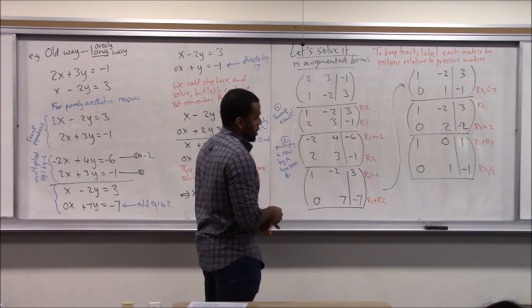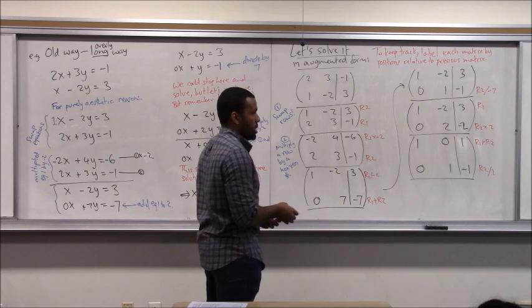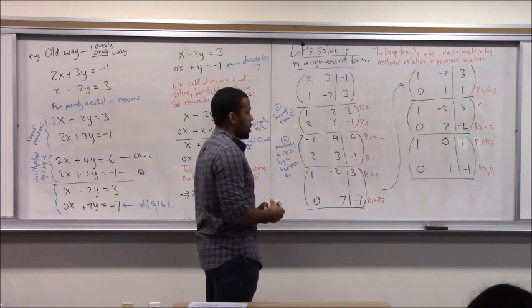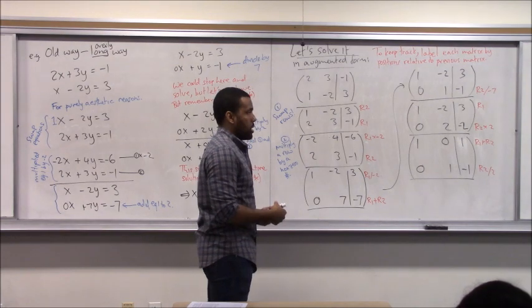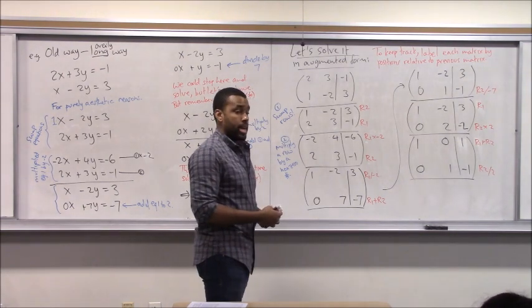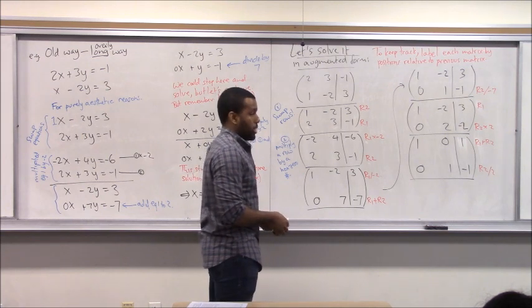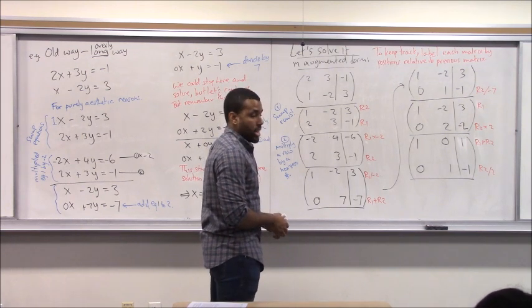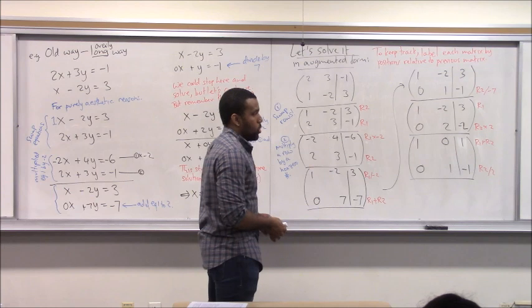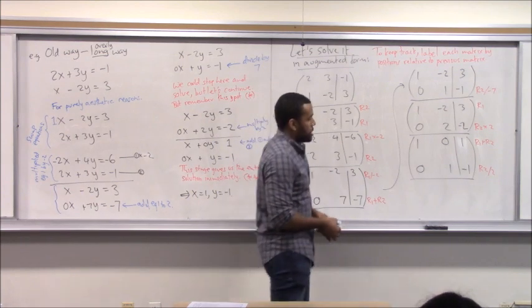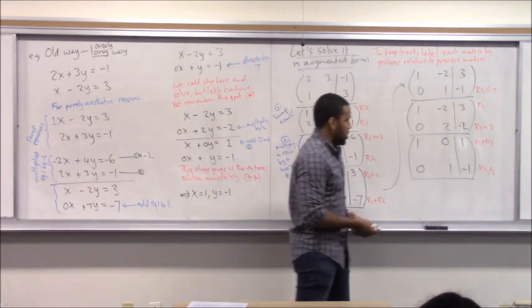Now, ultimately, you see now I'm in a very special situation. One thing you will notice is that the left side of this augmented matrix looks like the identity matrix. Whereas the right side just has a list of numbers. What do these numbers mean to me? Well, they're going to tell me what the value of each variable is.